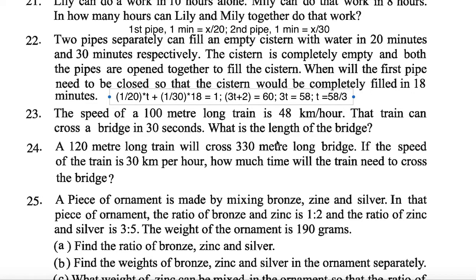Oh, wait a minute. This is more than the required time. The first pipe needs to be closed so that the cistern would be completely filled in 18 minutes. If both the pipes work together, then what may happen? 60 by 5, 12 minutes. It can be completed in 12 minutes. Right. Then where did we go wrong?